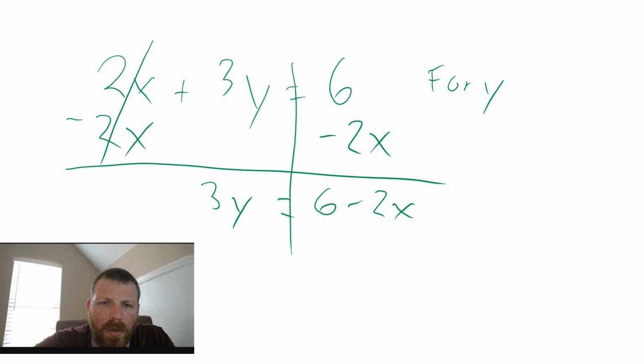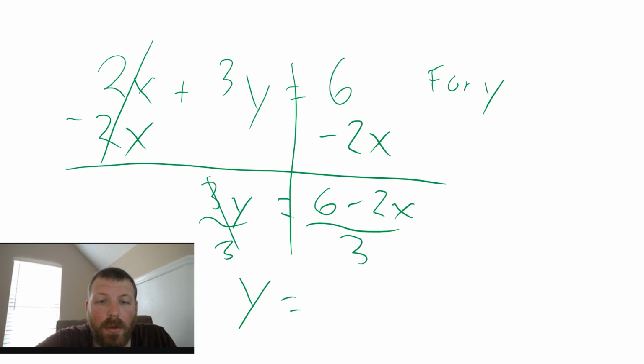Now, we're close. We don't care about what happened up here. We only care now about what's going on down here. So we have to get rid of this 3 that's on the y. To do that, we have to divide. Now, we can't just divide 6. We have to divide the 2x as well, and it's a negative 2x. So we're going to have y is equal to 6 divided by 3, which is 2, minus 2 over 3, and we can just keep that as negative 2 over 3x.